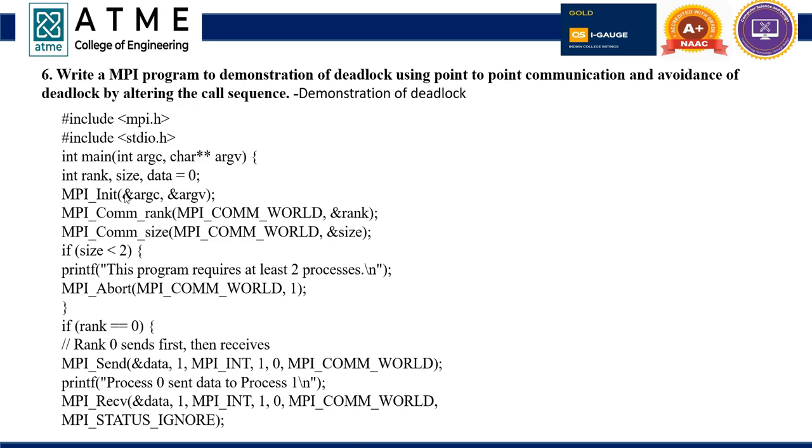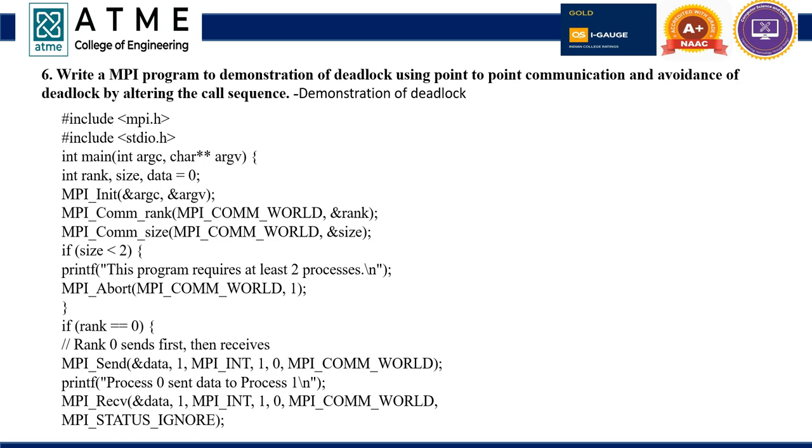The code shown here is for the demonstration of deadlock. So we are using the MPI library header and the standard input output functions. So this is for the MPI library header and this is for standard input output functions. And let us initialize the arguments argc, argv, and the integers rank and size. Rank is nothing but the process ID.